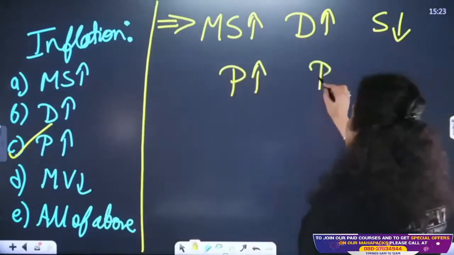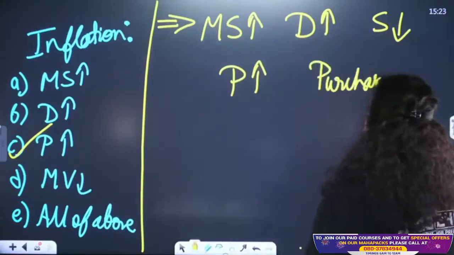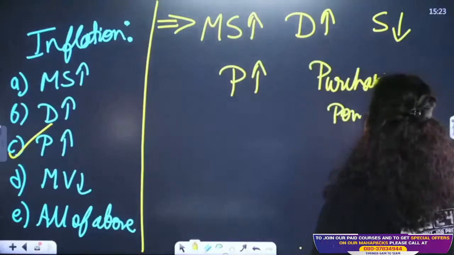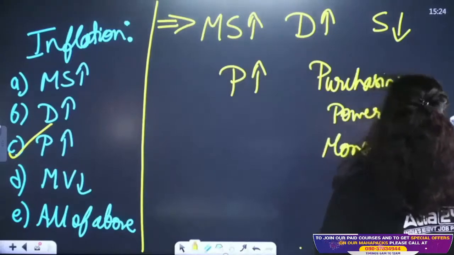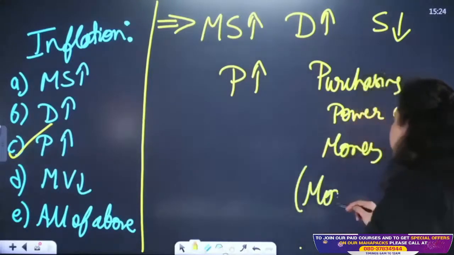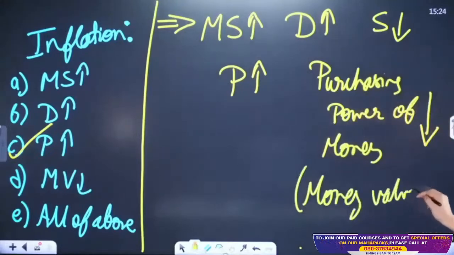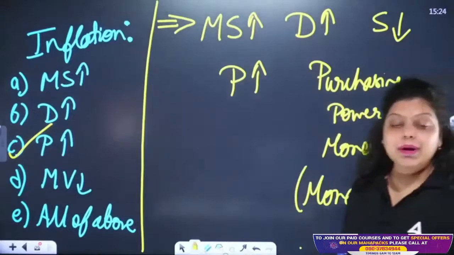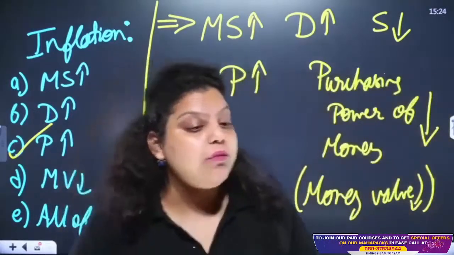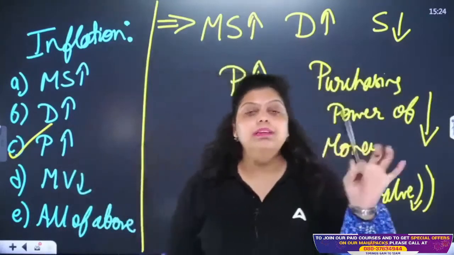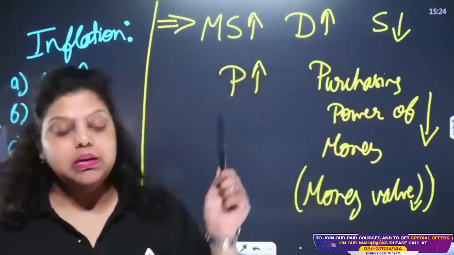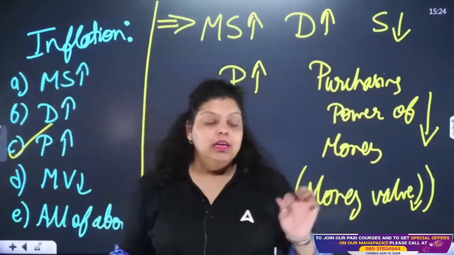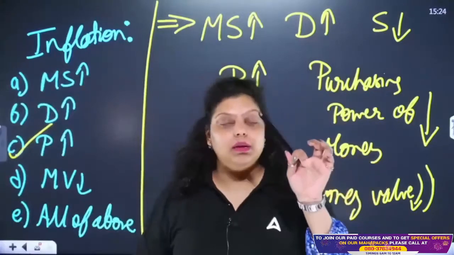In that situation, the purchasing power of money will decrease. Purchasing power of money, or you can call it money value also. The money value will decrease. Why is money value decreasing? The reason is that the prices are increasing. Let's say I used to have 200 rupees. I used to purchase 2 pens for 200 rupees. Now the prices have increased, and 1 pen is available in the market for 200 rupees.